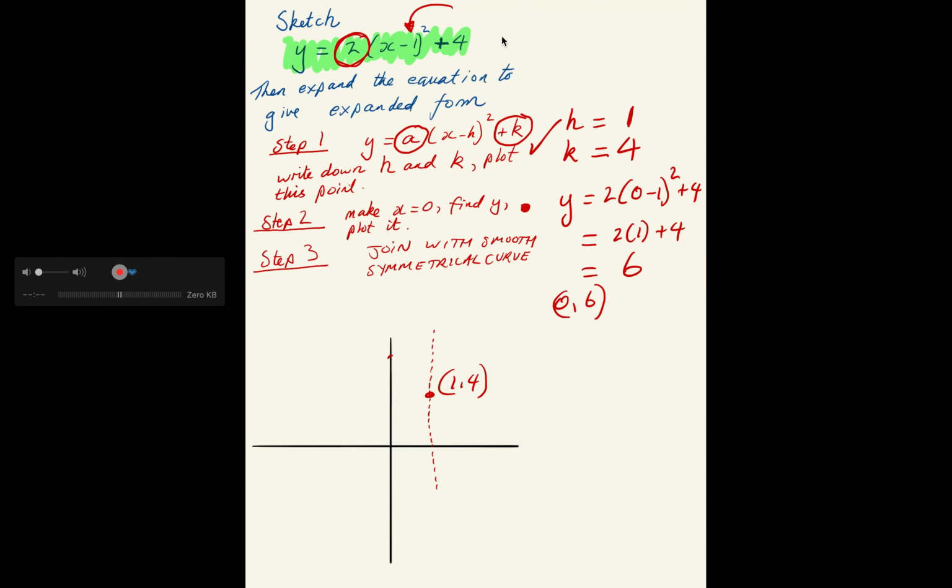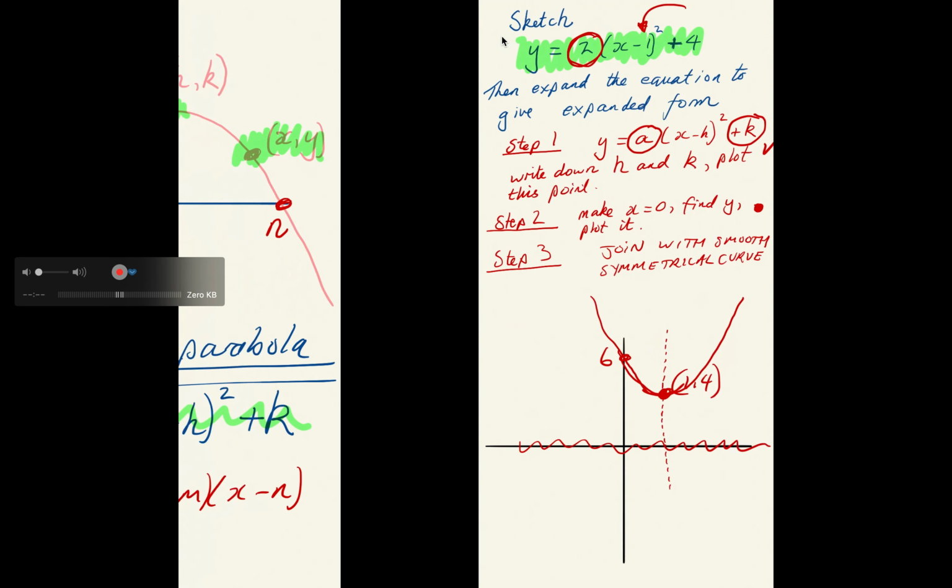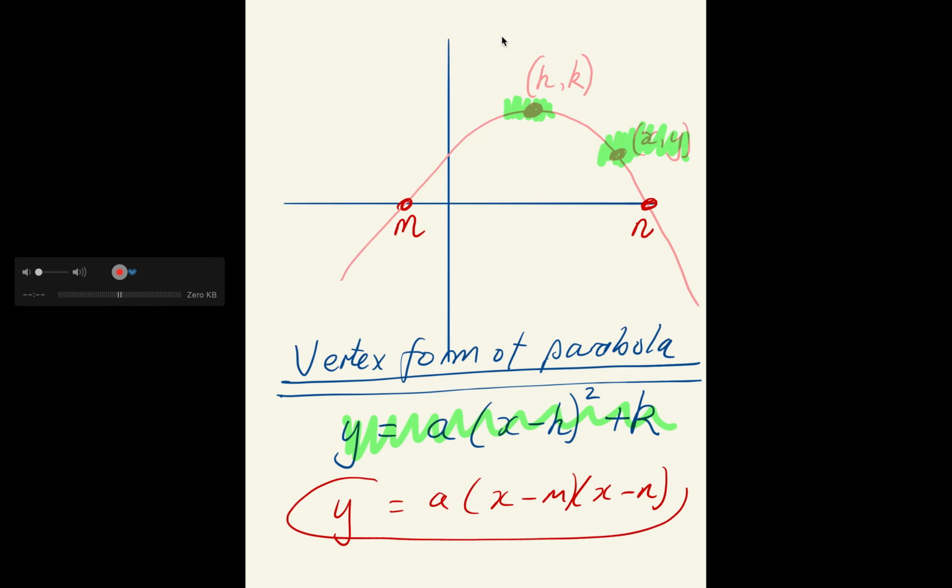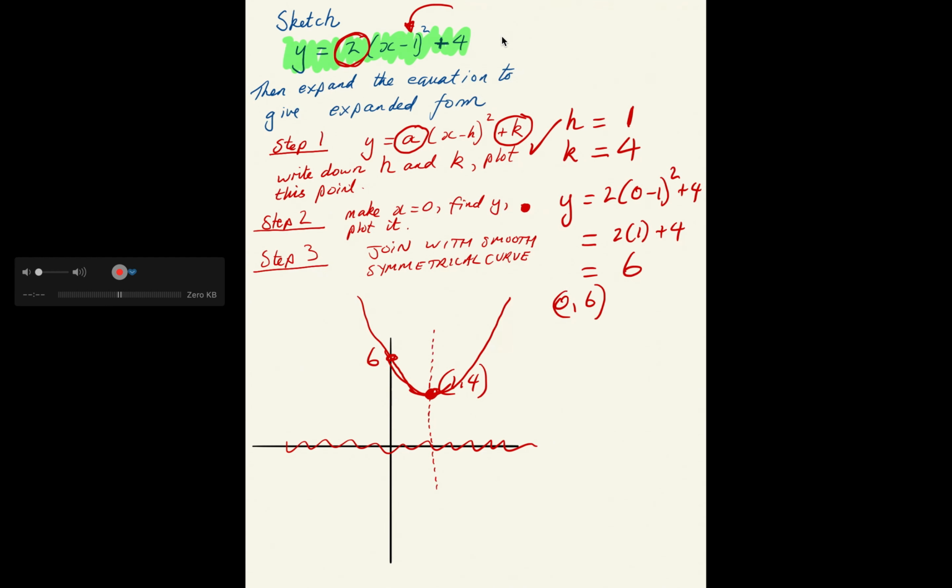0, 6 is here, and that means that my smooth curve does something like this, up there, it's not that smooth, and up here. And you just plotted your parabola. Notice this parabola actually doesn't have any zeros, it doesn't cross the x-axis. So we wouldn't have been able to use this model to help us find the equation of the parabola, because there are no m's and n's, there are no zeros to the function or roots to the equation.